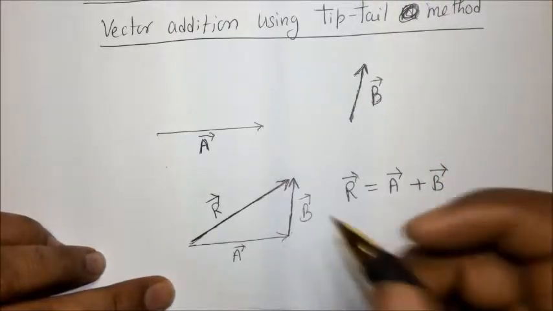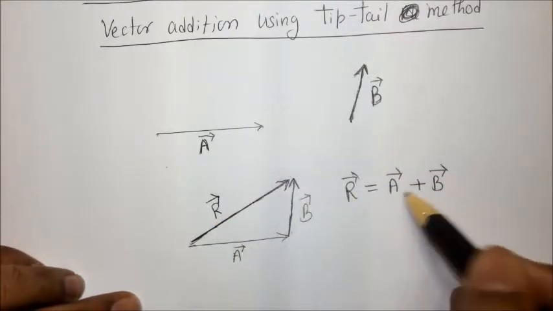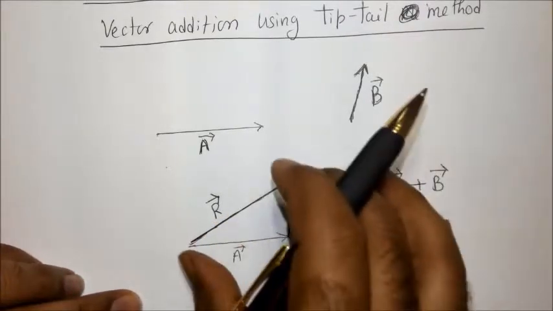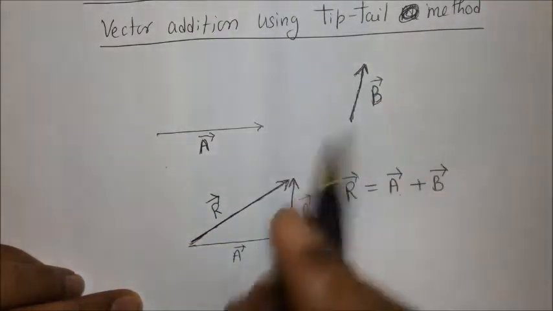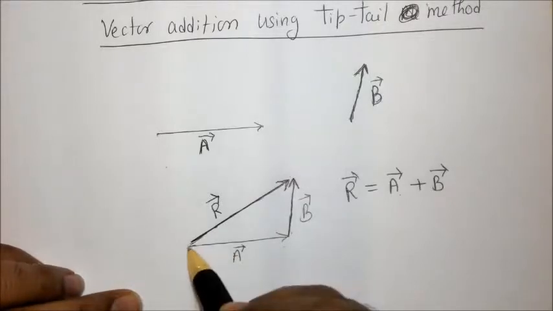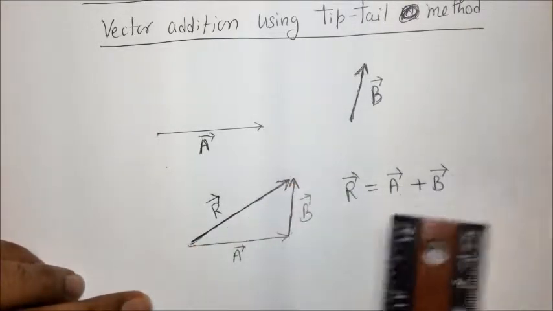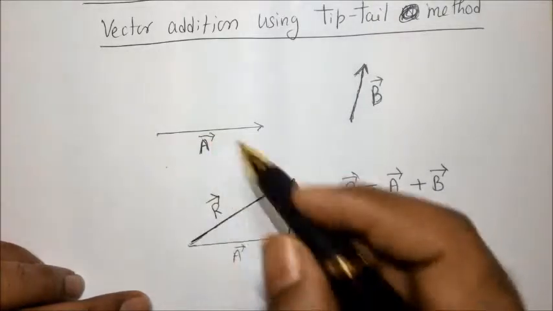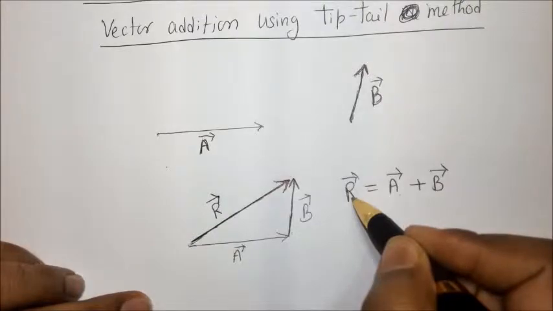Okay, so this is called the tip-tail method. Vector R is vector A plus vector B. This length is the magnitude of R. From here to here, if you measure this length, it will give you the magnitude, and the direction of this arrow gives the direction of vector R.